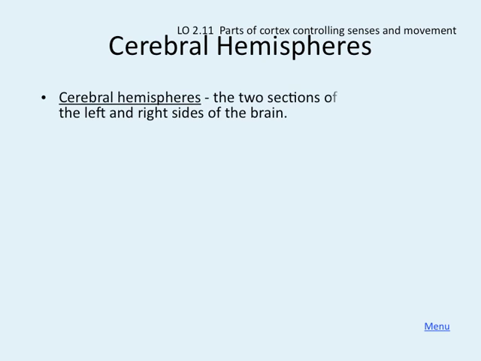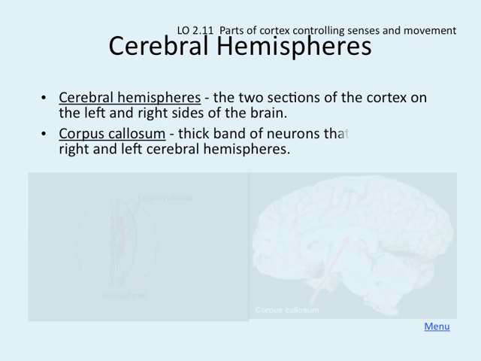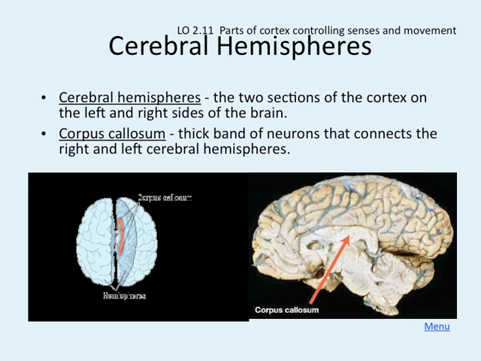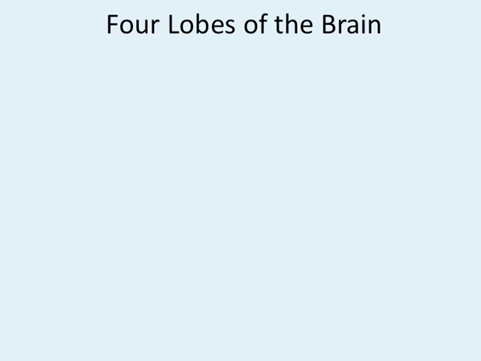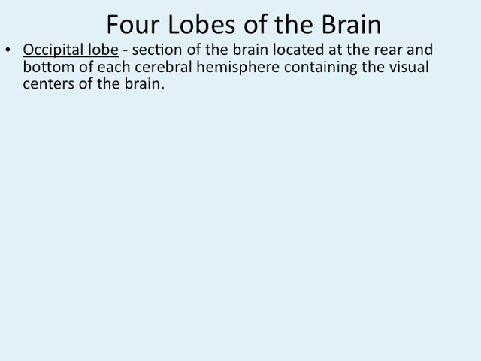Now, the cerebral hemispheres are two sections of the cortex. There's a left and a right side of the brain. The corpus callosum is a thick band of neurons that connects the left and right hemispheres. Without the corpus callosum, there would be a lack of communication between the left and right hemispheres. In this brain, we've literally cut a real brain, and you can see where the corpus callosum is located. Now, when we are talking about the cortex of the brain, we break it down into four major lobes.